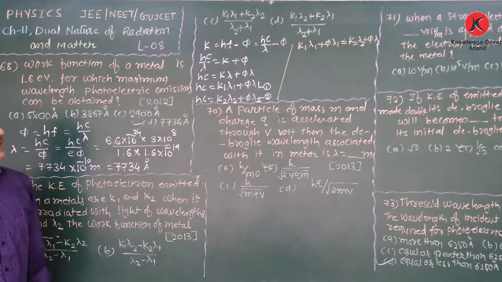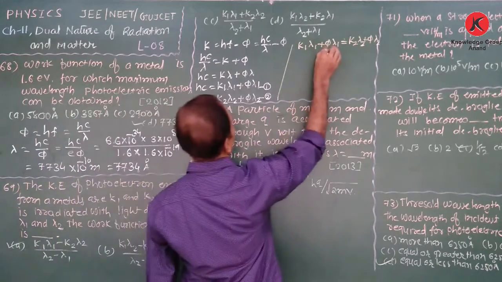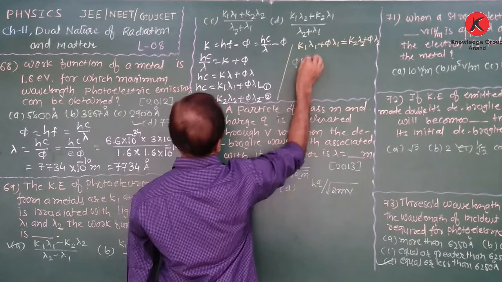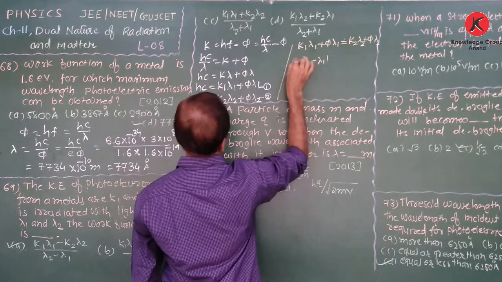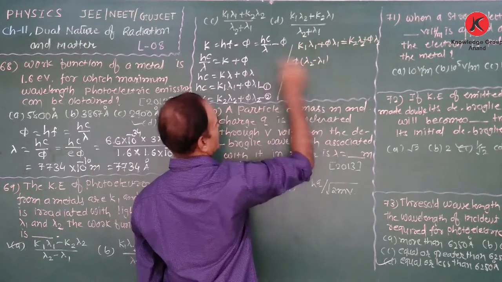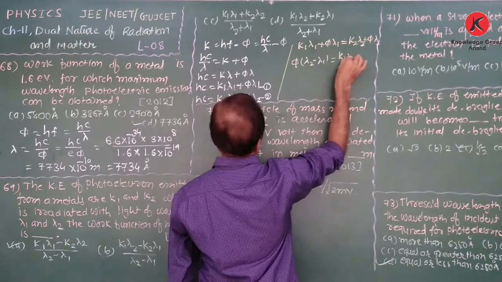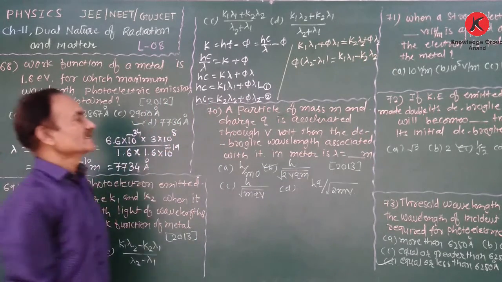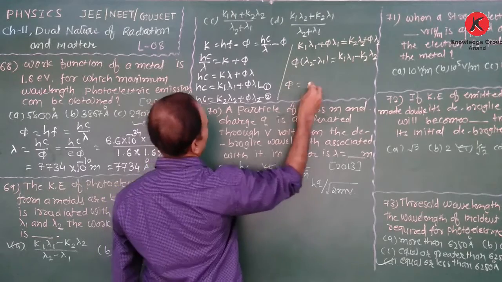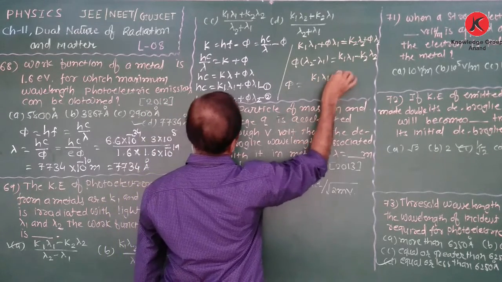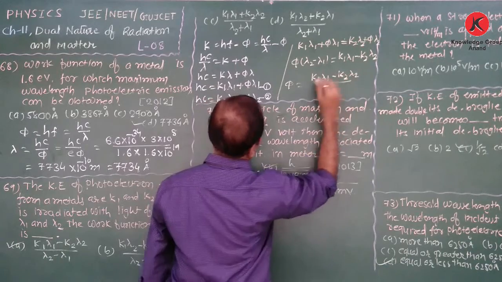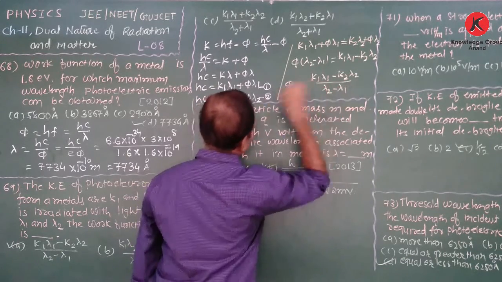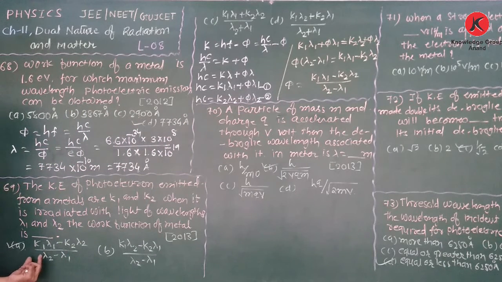We require the value of the work function phi. Therefore, take this term on this side. Phi is taken common, lambda 2 minus lambda 1, and K2 lambda 2 is taken on the left hand side, therefore K1 lambda 1 minus K2 lambda 2. Therefore, the work function of the given metal phi is K1 lambda 1 minus K2 lambda 2 upon lambda 2 minus lambda 1. So that is our option A.